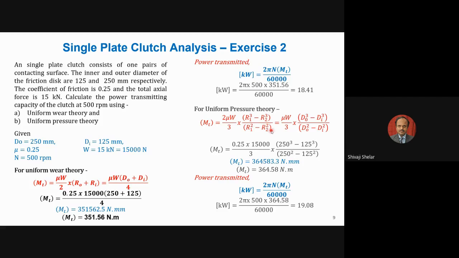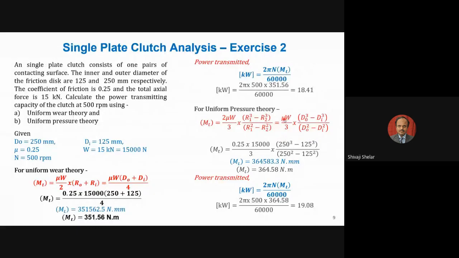If you do this analysis, the 2 gets cancelled out here. That is 1 by 2 cube upon 1 by 2 square. If we take that 1 by 2 outside, what is left is only 1 by 2. And this 2 is there, so the 2 gets cancelled out. So what we are left with is mu W upon 3 into dO cube minus di cube upon dO square minus di square. Now in this equation we know everything, so we can calculate the torque carrying capacity by uniform pressure theory.